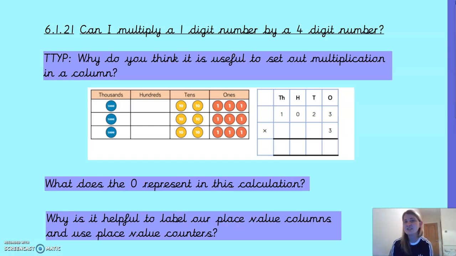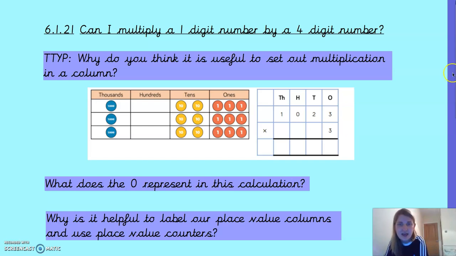Why do we think it's useful to set out multiplication in a column? Well, for me personally, I know the column method when it comes to addition and subtraction, but also multiplication. It helps ensure my place value is all in the correct place. It reminds me when I need to carry, exchange, all of that kind of thing. And I think it prevents those marvellous mistakes that we can often really quickly make when we're trying to do too much in our heads.